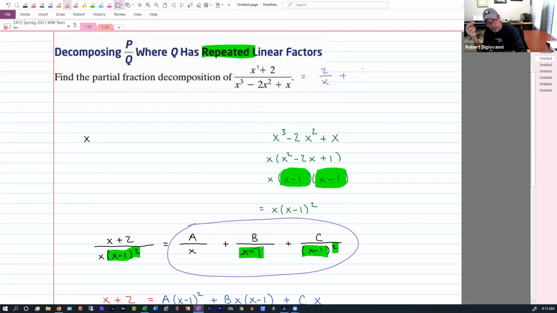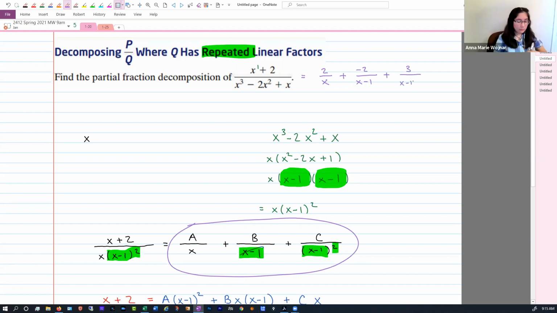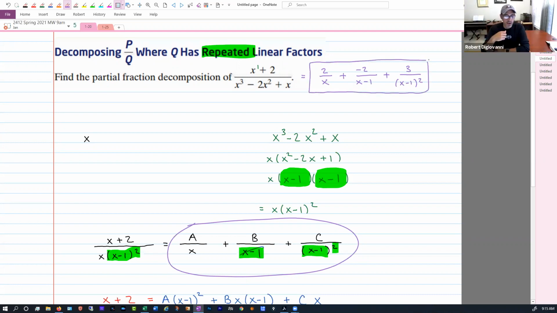Plus, let's see, B was -2, right? Yes. Over X minus 1. And then plus C, which is 3 over X minus 1 squared. There we go. And what we've done there is we have done the partial fraction decomposition of that rational expression.